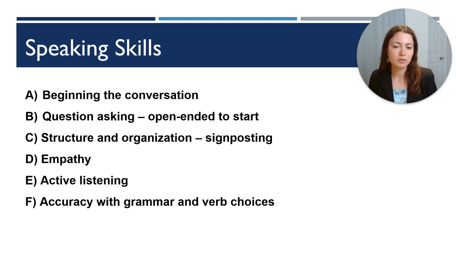And finally, accuracy with grammar and verb choices. So this goes back to the idea that your meaning should not be impacted by grammatical inaccuracy. So it should be very clear, based on the question you're forming or the information you're giving, what you're trying to say. So making sure with the tenses, for example, that you have the right time frame for the question you are asking. And with verb choices, making sure it's the most appropriate verb for the context of what you are saying or asking. So we're going to look at each of these skills in detail.